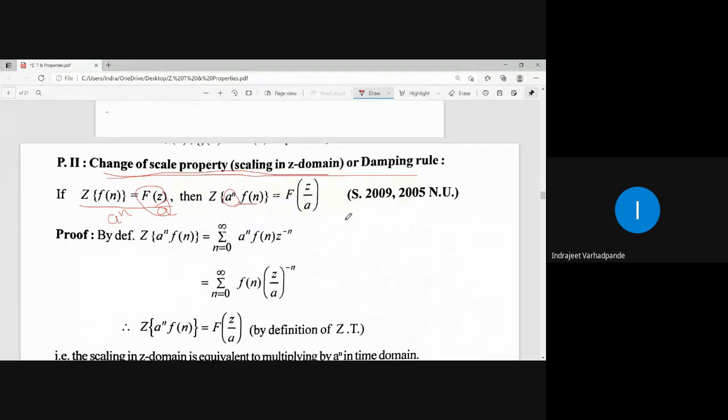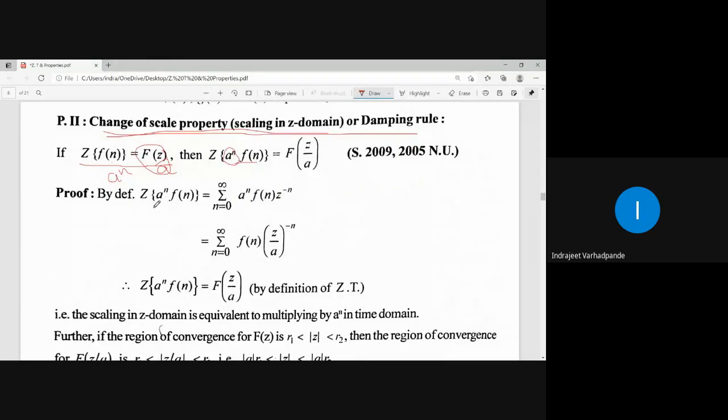Now it is very simple to prove. What is the definition? As per the definition of the z transform, for whichever term we need to calculate the z transform, it should be taken inside the summation sign n equal to 0 to infinity and multiply that particular term by z to the power minus n. So I take the product a to the power n into f of n multiplied by z to the power minus n, and summation is taken over n equal to 0 to infinity.